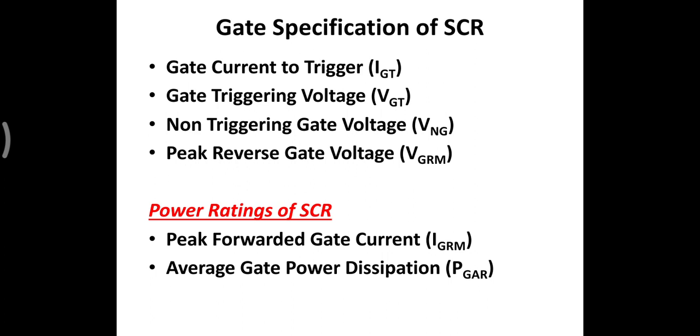In SCR, the gate is a very important point. Why? Because depending upon this gate only we are going to control the SCR. So here some gate specifications are also mentioned for an SCR. What are those gate specifications? First, gate current to trigger; second, gate triggering voltage; next, non-triggering gate voltage; and next, reverse gate voltage. These are the four gate specifications mentioned by the manufacturer for understanding the SCR.